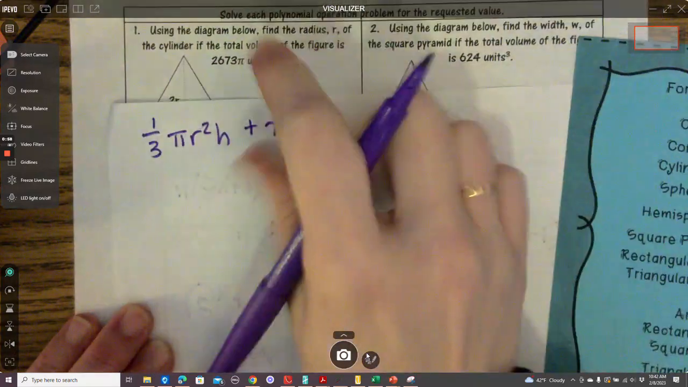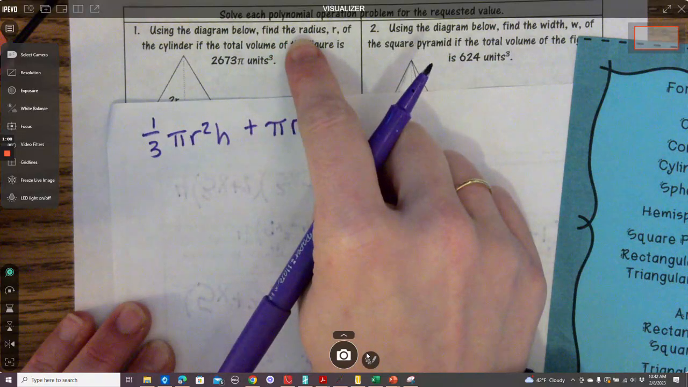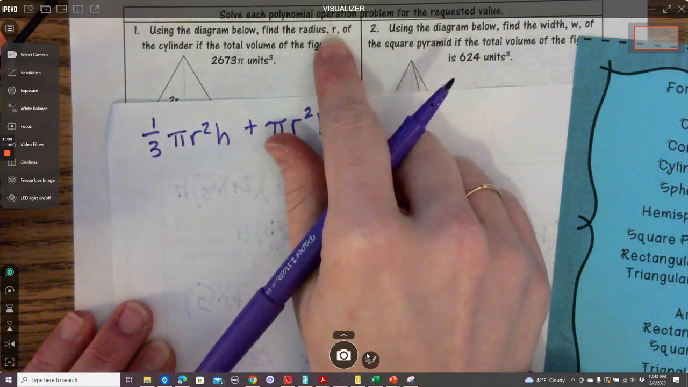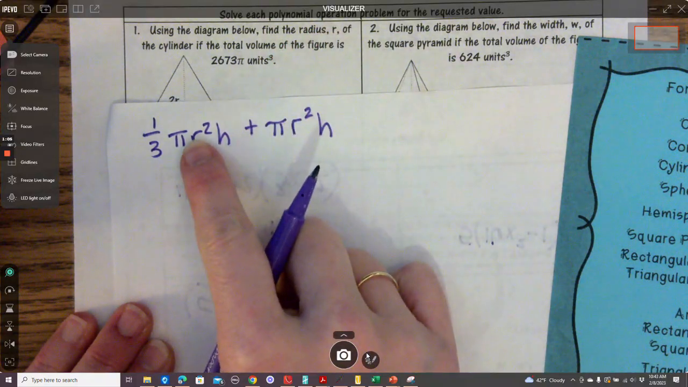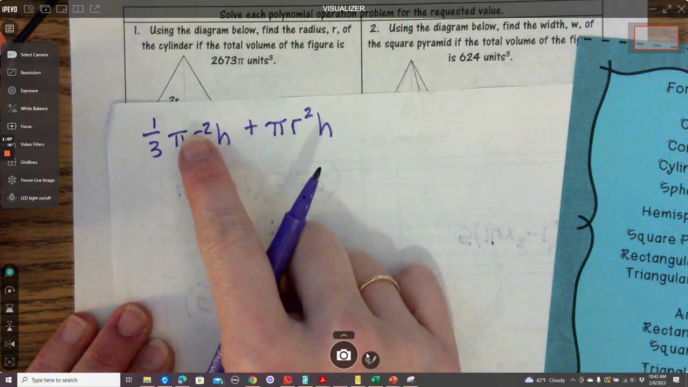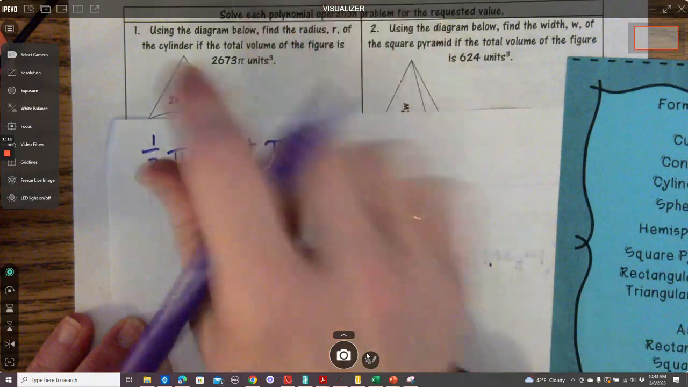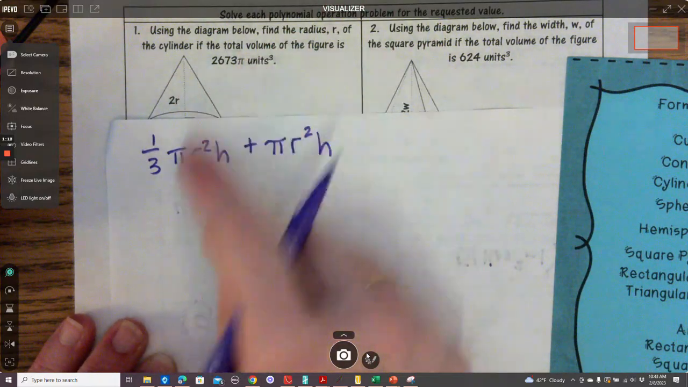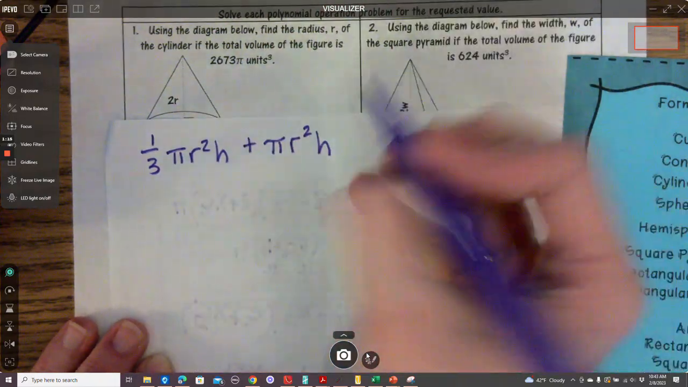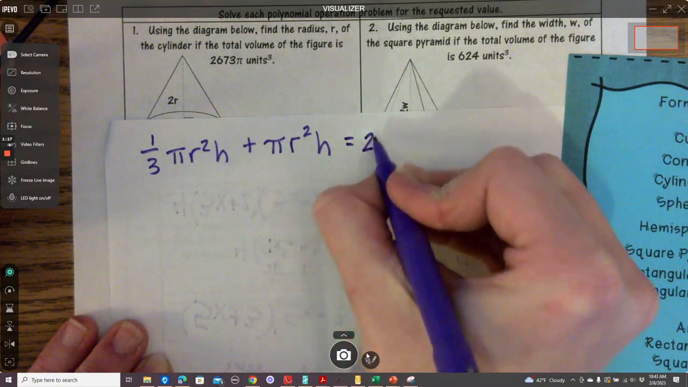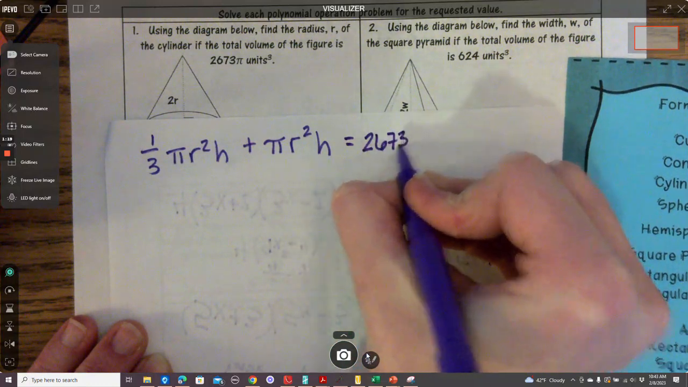Okay. It says, using the diagram, find the radius. So I'm looking for the radius. So with a cone and a cylinder, to be able to find these, I need a radius and a height. Okay? And then it tells me the total volume, which means the cone plus the cylinder is going to equal 2673 pi.